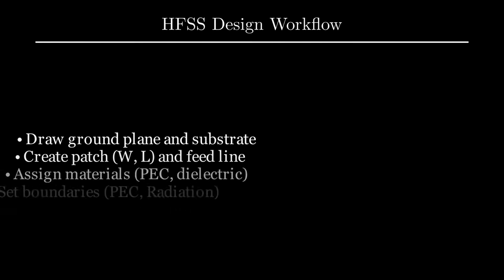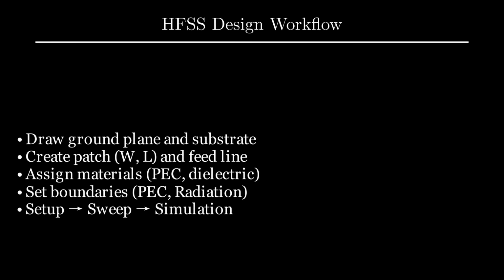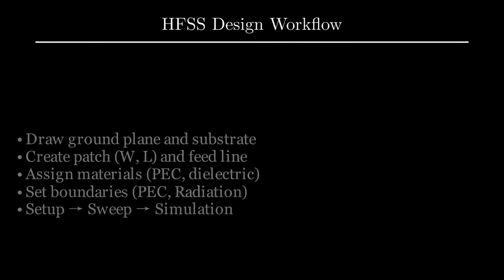In HFSS, we follow a well-structured workflow to build and simulate the antenna. First, we draw the ground plane and the dielectric substrate. Then we create the patch and the feed line based on the calculated dimensions. After that, we assign the appropriate materials, define the boundary conditions, and create the lumped port for excitation. We then build the radiation box, configure the simulation setup, and run a frequency sweep. At the end, we examine important results such as the return loss, the gain, and the radiation patterns.